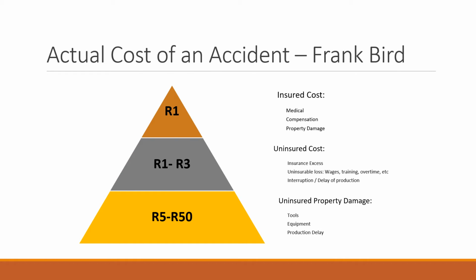As we can see in The Cost of an Accident by Frank Bird, the insured cost or initial costs of an incident or accident are only the tip of the iceberg. The insured costs, such as for medical, compensation, and property damage, are way less than the uninsured costs of insurance excesses, uninsurable losses such as wages, training, overtime, as well as interruption and delay of production, or the uninsured property damage to tools, equipment, and production delay.